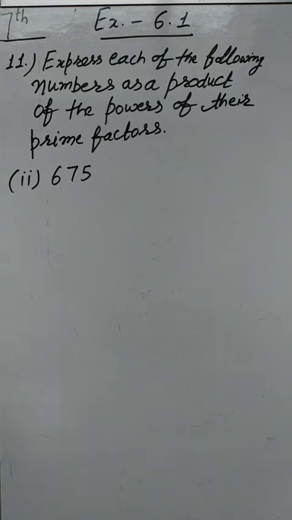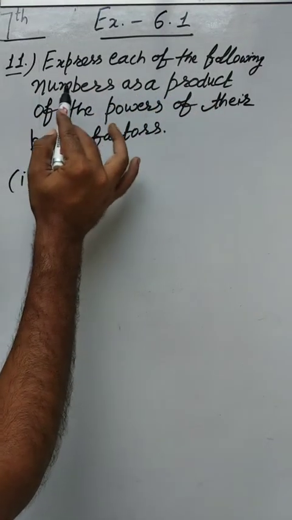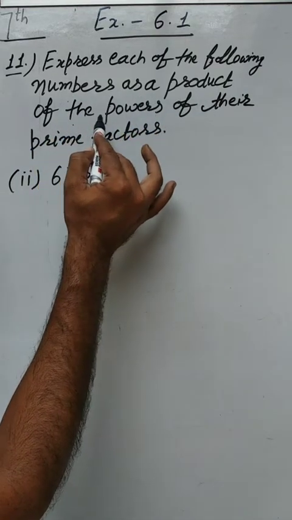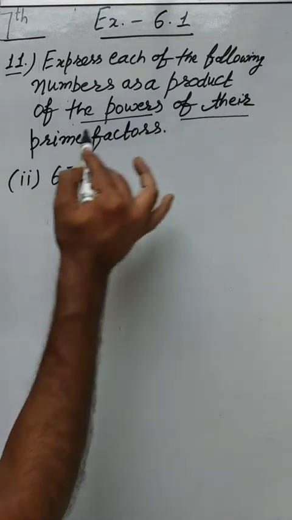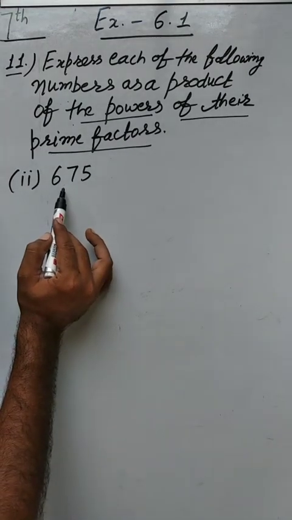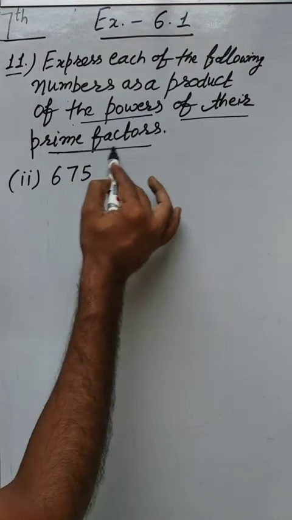Beta, today we will continue exercise 6.1 from question 11. Up to question 10, we solved yesterday. And beta, question 11 is: express each of the following numbers as a product of the powers of their prime factors. It means you have been given some numbers, and you have to express these numbers in the power of their prime factors.